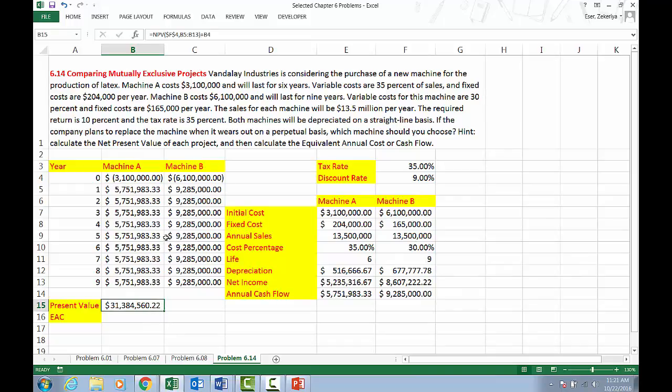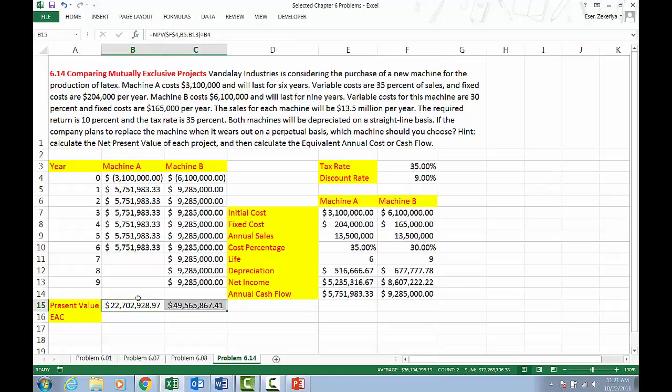So the first machine, actually, I did kind of a boo-boo. The first machine actually has cash flows for only 6 years. And the second machine will have for 9 years. So let's correct this formula. Even though if you have blanks, it will treat them as zeros. I like being thorough. So the first machine had a net present value of $22.7 million, and machine B has a net present value of $49.5 million.